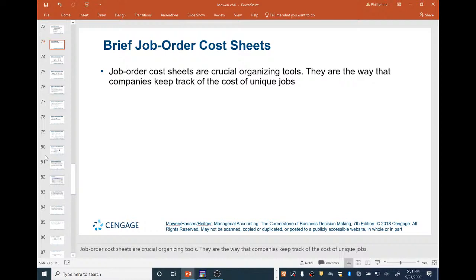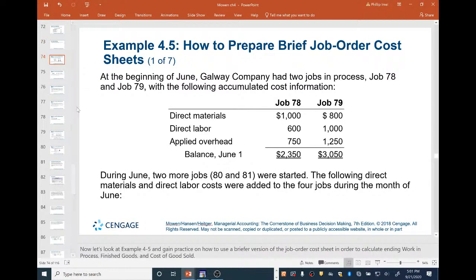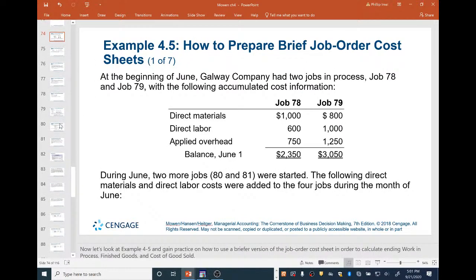Okay, so some brief job order cost sheets. These are a great organizational tool. The way companies keep track of the cost of unique jobs. Okay. So how to prepare a brief job order cost sheet?